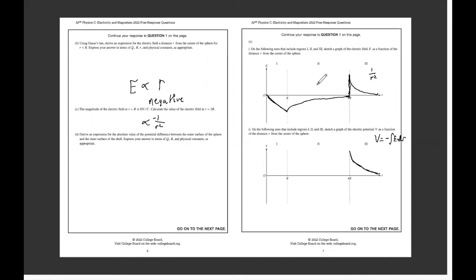Now, for the second region, do note that I do have 1 over r squared as well. So I would expect the general trend to be negative 1 over r in region number 2 for the electric potential. So negative 1 over r is going to look very similar.